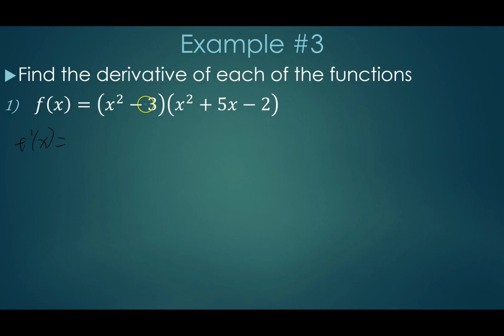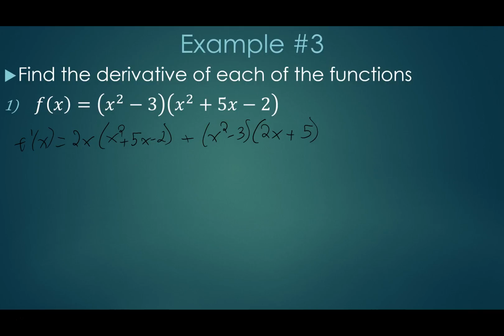So, product rule says the derivative of the first, which is just simply 2x, times our second function, x squared plus 5x minus 2, and then plus our first function times the derivative of the second. Derivative of x squared is 2x. Derivative of 5x is 5. And the 2 goes away.